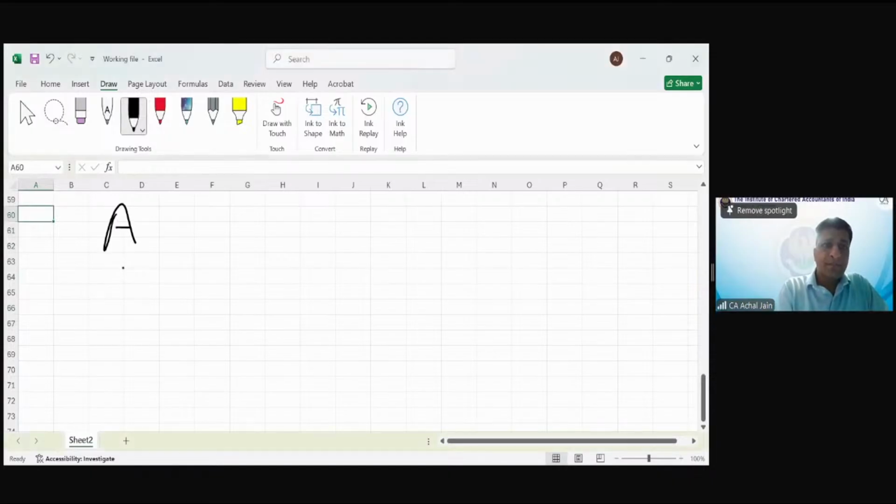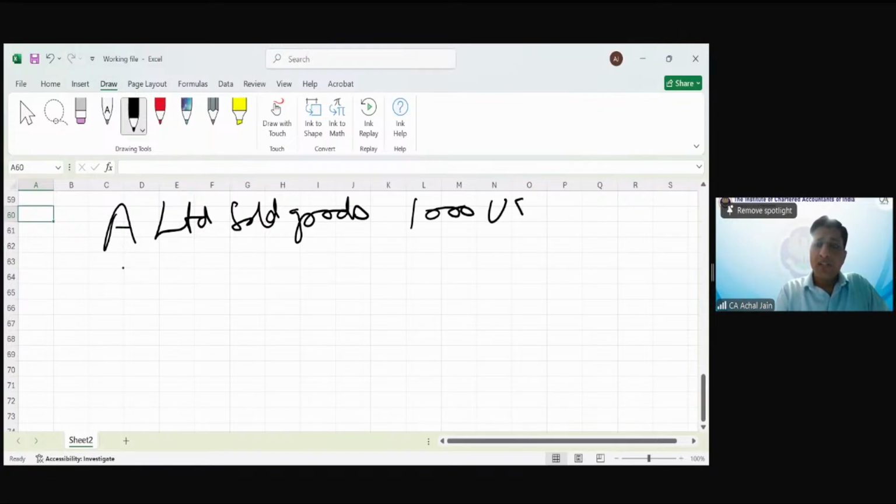Okay, say A Limited has sold some goods. So what is the payment which A Limited is expecting? 1000 USD. Today, the rate is 85. So if the payment is received today, what will A Limited get? Tell me, what will A Limited get? 85,000. But the problem is that there is a credit period of 3 months.